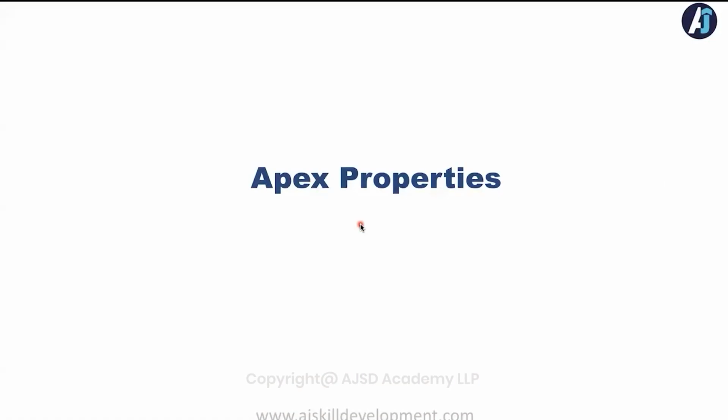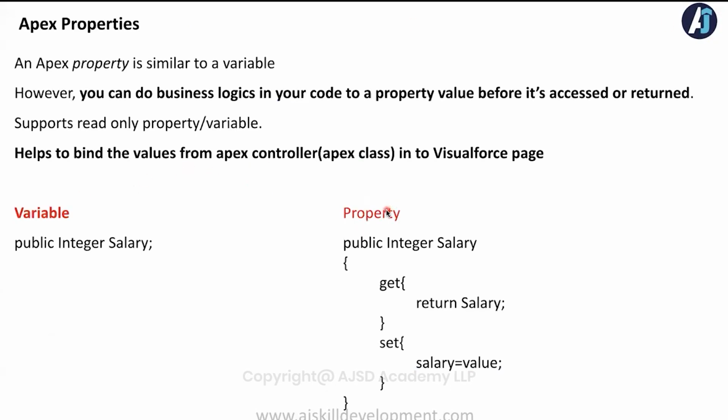Hi, in this video, we are going to learn about Apex properties. What is an Apex property? An Apex property is similar to a variable which we generally use in Salesforce Apex. The major difference between an Apex property and a variable is that an Apex property supports writing business logic inside your properties before the value is being accessed or before the value is being set.